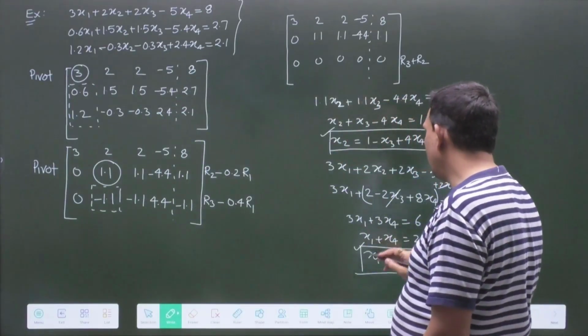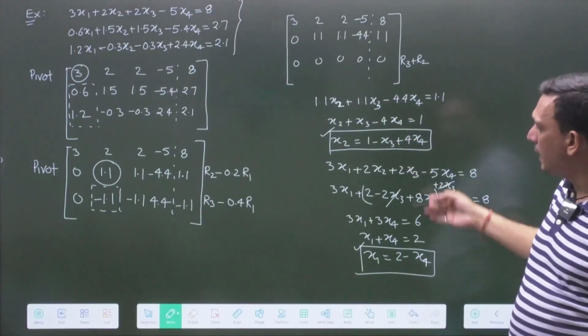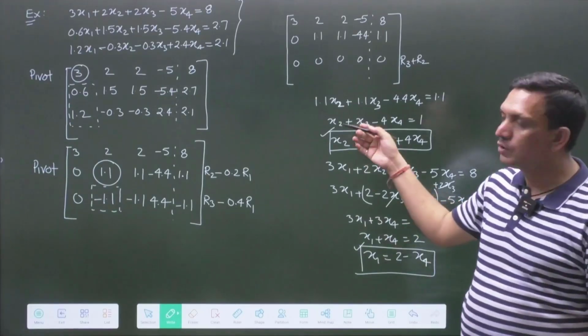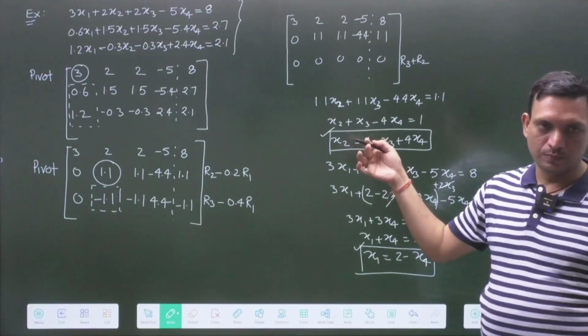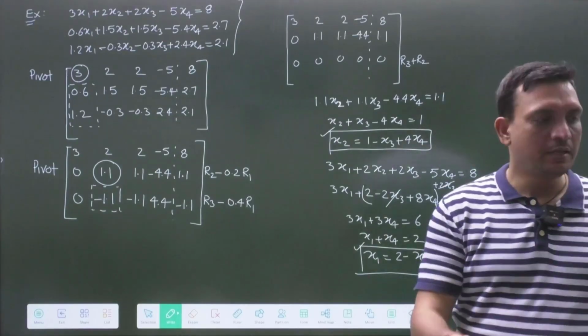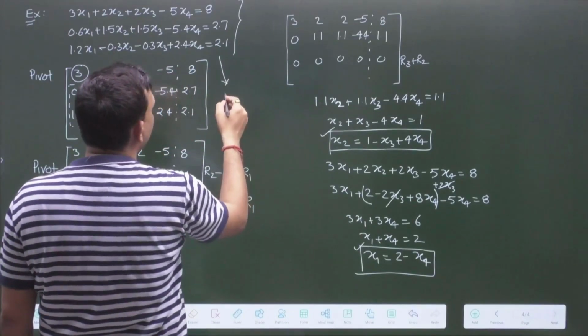So in this case, let x3 and x4 be arbitrary. By taking any value of x3 and x4, you will get different values of x1 and x2. So you won't get a unique solution. You will get infinite solutions. So that's why this system has infinitely many solutions.